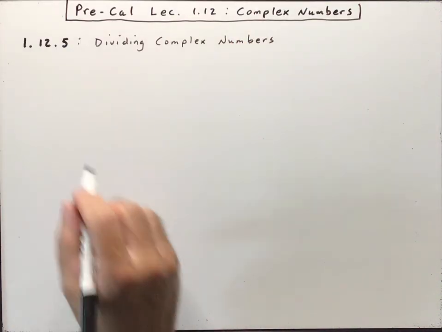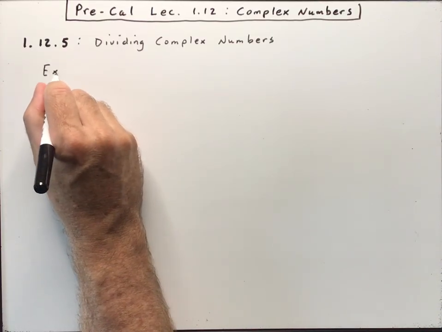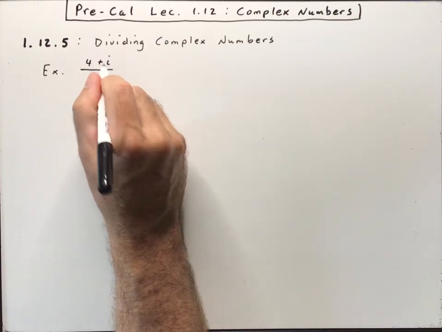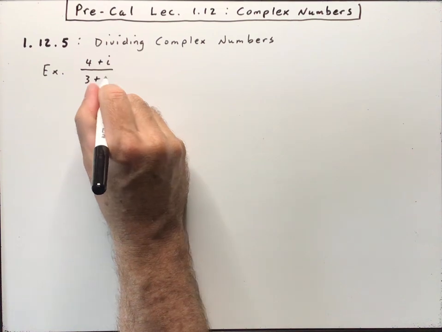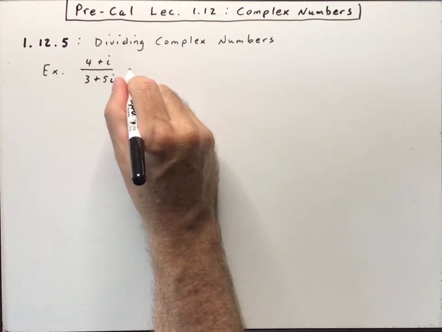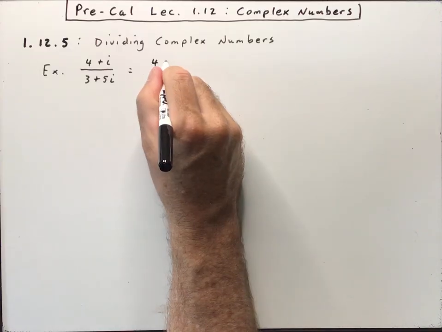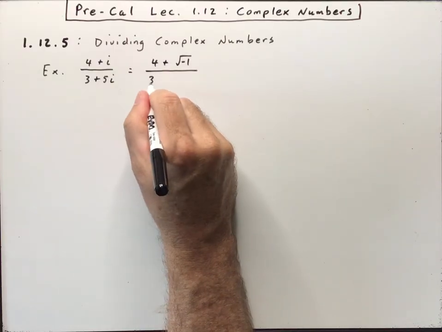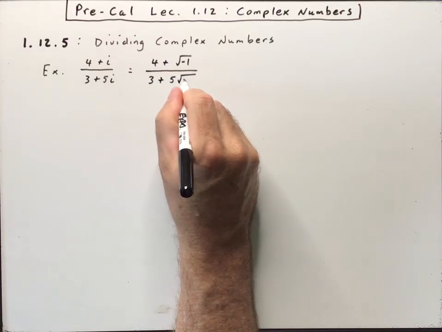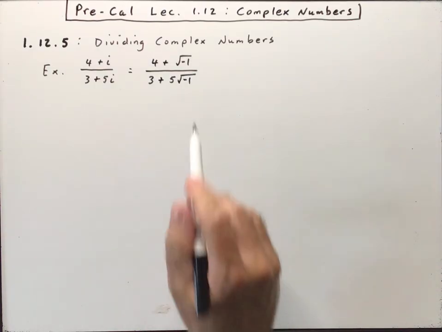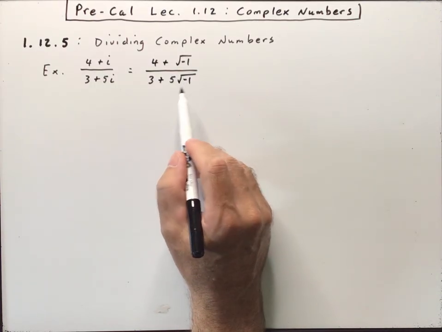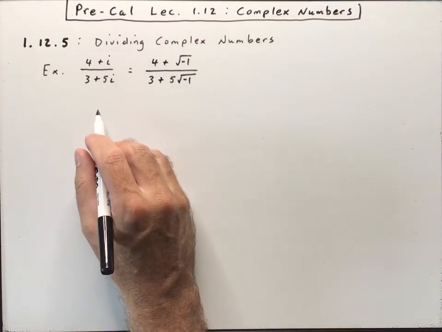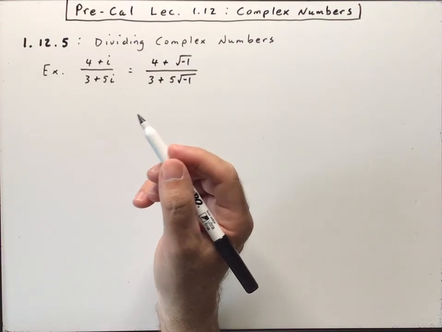Okay, so what we're going to be doing here really is just rationalizing. So let's say we have 4 plus i over 3 plus 5i. That's the same as 4 plus the square root of -1 over 3 plus 5 times the square root of -1. And remember, a radical in the denominator is bad form. So how do we get rid of the radical in the denominator? We multiply by the conjugate of the denominator over the conjugate of the denominator, a clever version of 1.